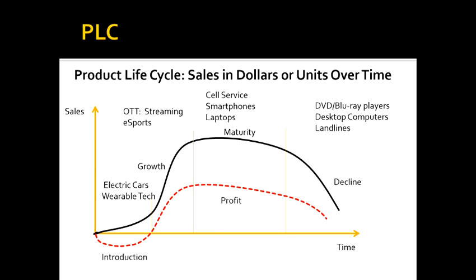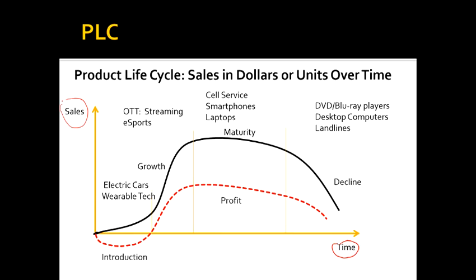So here is what the product life cycle looks like. It's a graph. On the horizontal axis, that represents time. The vertical axis represents sales of products, similar brands, and that can be in total dollars, or it could be in units. The black line represents the amount of sales in units or dollars for a set of products or brands over time.